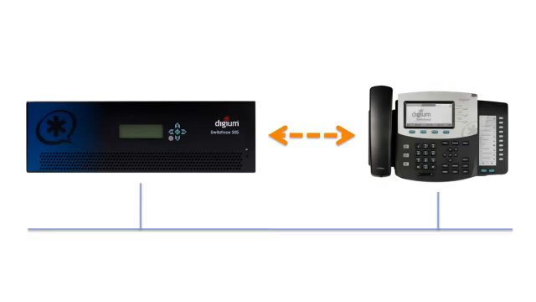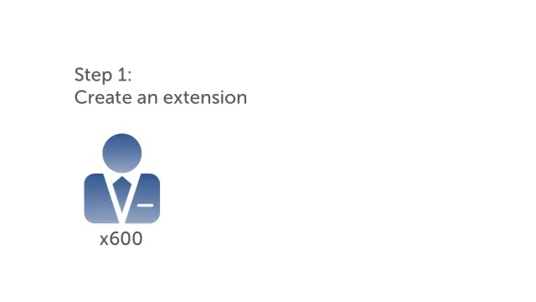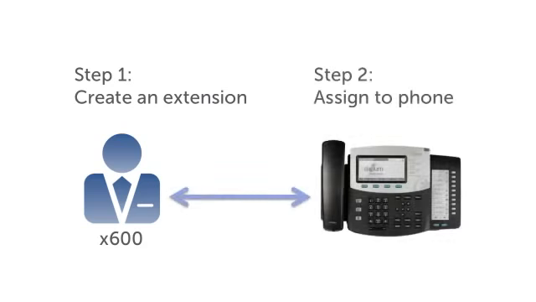In addition, the configuration of a Digium phone follows a simple two-step process. Step 1 is to create a user account called an extension. Among other things, this account will hold information such as the user's name and password, along with their permissions and various settings related to their phone. Step 2 is to assign this extension to a phone. Once a phone is assigned to an extension, it is able to fetch its configuration from the server automatically.